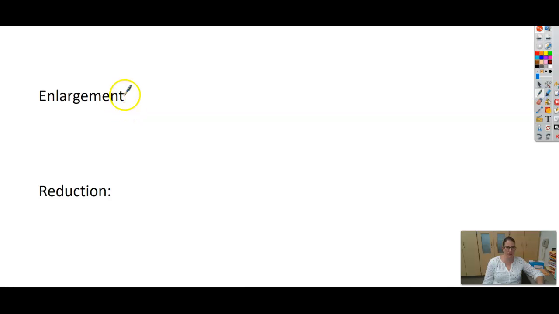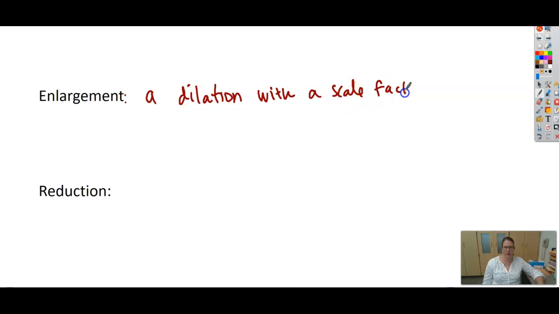So an enlargement is a dilation that gets larger, obviously, but the scale factor, so the scale factor is what you multiply each side by to get the new or the dilated figure. So if it's an enlargement, the scale factor is going to be bigger than 1. That's going to make the new shape bigger, right?